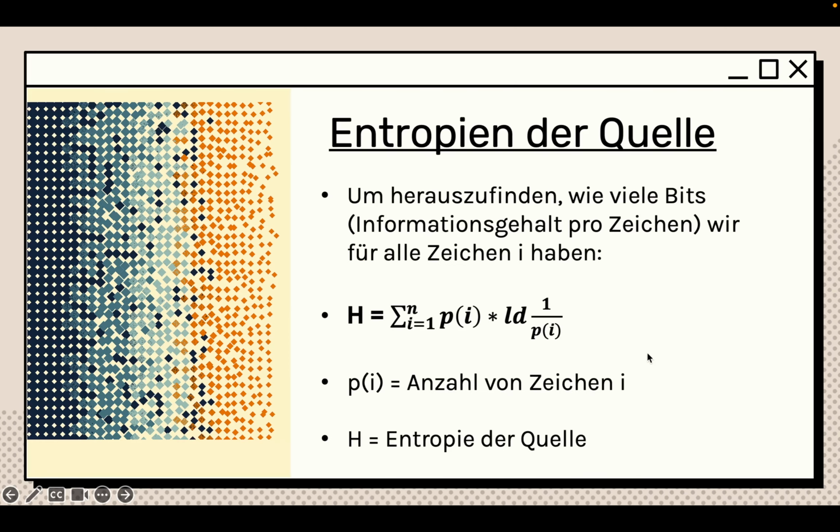We have Enthalpie der Quelle. To find out how many bits we need for all of our Zeichen I, we need to do the following. We find basically the Informationsgehalt first, and we multiply it by the amount of repetitions we have of this Zeichen, right? And then we keep on going with every single Zeichen, and then we sum this up. You'll see this soon once we keep going. Pi is the Anzahl von Zeichen I, and H is equal to Enthalpie der Quelle.